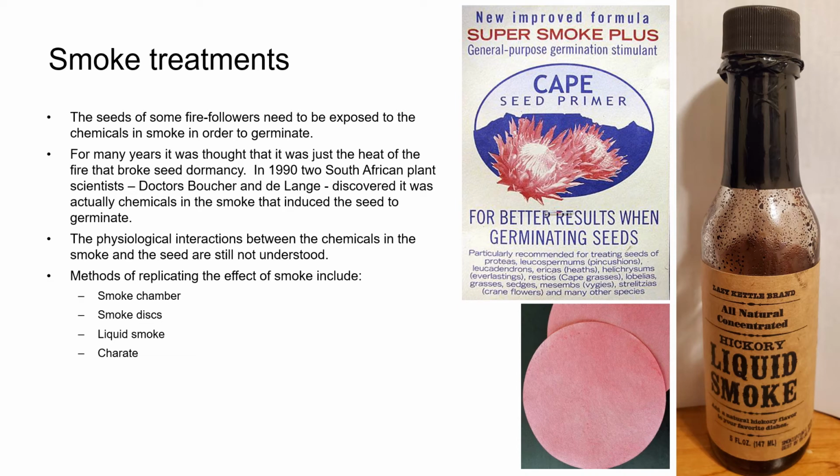We can also use liquid smoke to make a smoke water solution, but make sure that you buy one that's all natural and has no artificial ingredients. I think I bought the one pictured here on the right from one of the New Leaf stores. To use liquid smoke, you make a 10% solution by mixing 1 part liquid smoke to 9 parts of distilled water. Place the seeds you want to treat in a container, cover them with the liquid smoke solution, and then leave them to soak for between 12 and 24 hours. Then sow the seeds in the usual way. You don't need to rinse them.